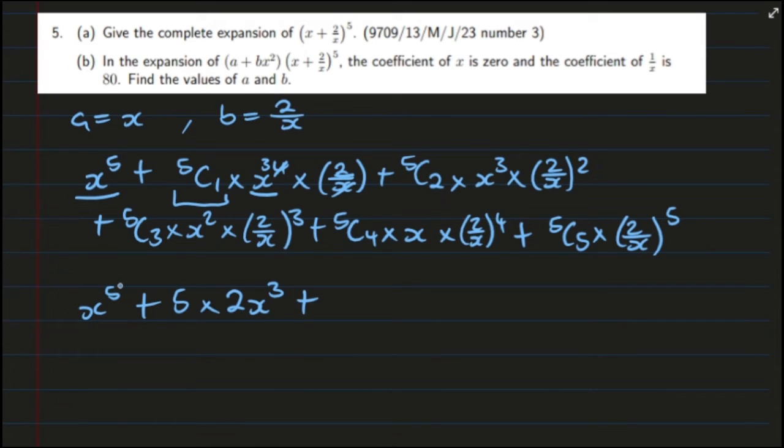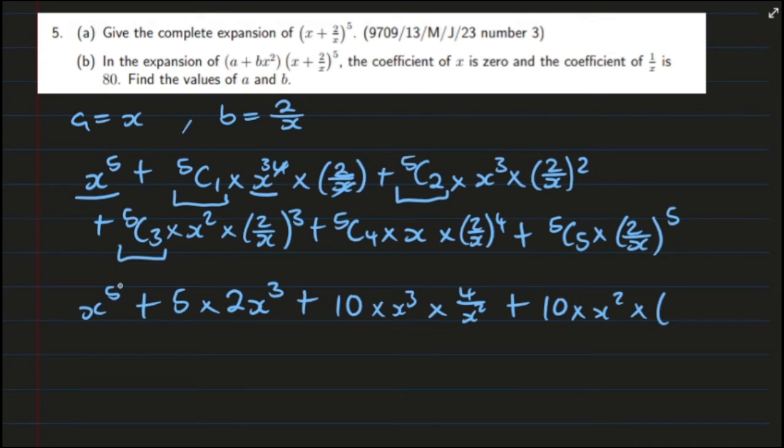Okay, plus punch 5 choose 2 into your calculator. That will give you 10 times x cubed, and here square the numerator, that's 2 squared, which gives us 4, square the denominator, that's x squared, so we have times 4 over x squared, plus 5 choose 3, that's also 10 times x squared times 2 to the power 3 is 8 over x to the power 3, that's x to the power 3.